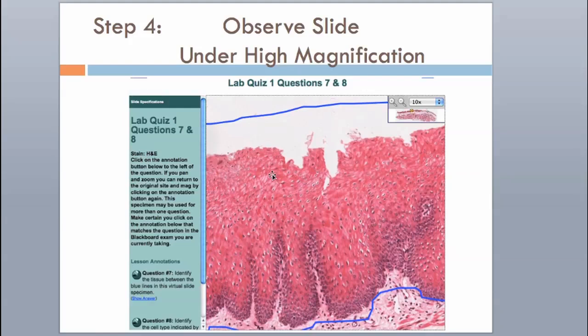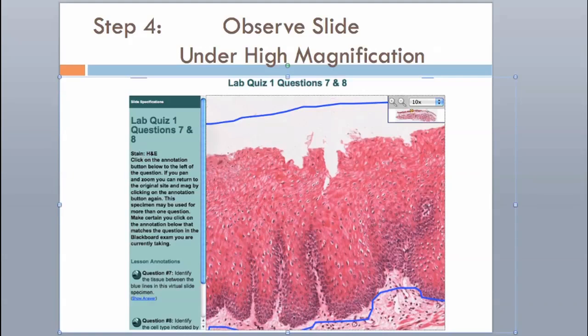And there are many, many layers of these cells, so we know that they're going to be stratified. And since we know that this epithelium isn't representing skin, it must be non-keratinizing. We know that the answer to this annotation's question is going to be stratified, squamous, non-keratinizing epithelium, and that's the answer to question number 7.